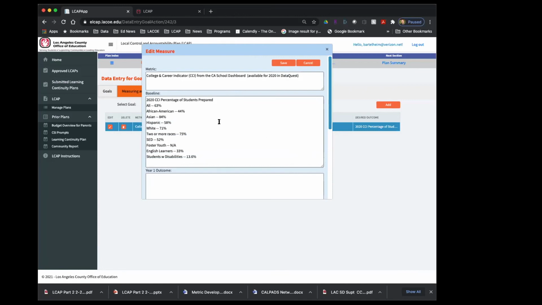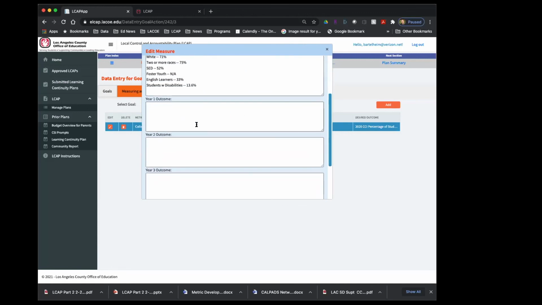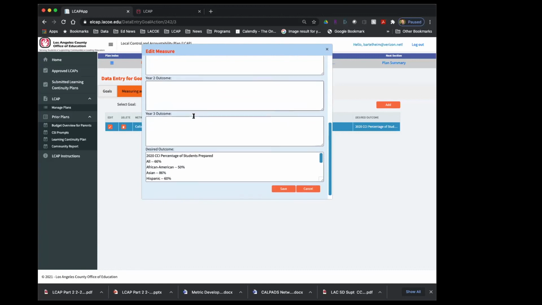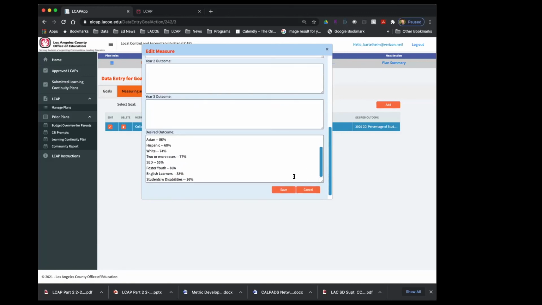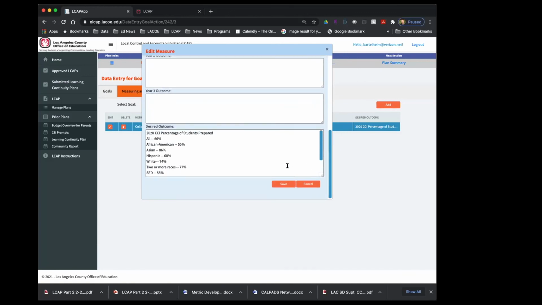That's my goal. And this is our baseline data. I included up here in the metric the date that it was added. And then you skip these 3 years because these are the outcomes you'll fill out each subsequent year as you get your actual results in. And then I put my desired outcome for 2023-24 down in the final box.